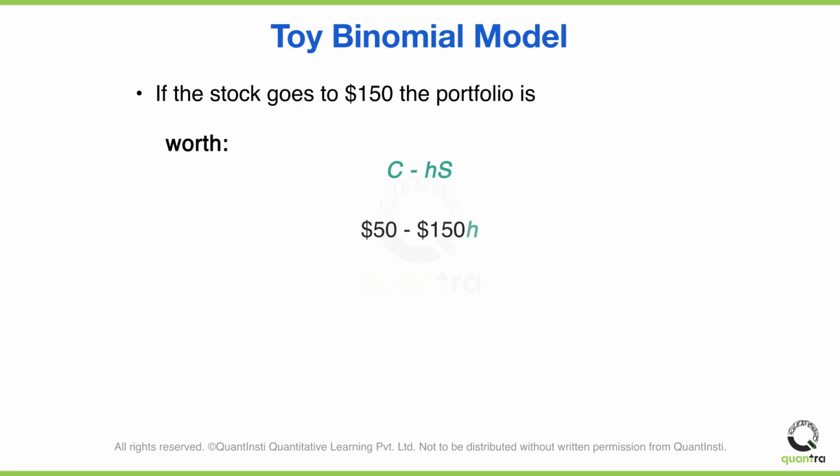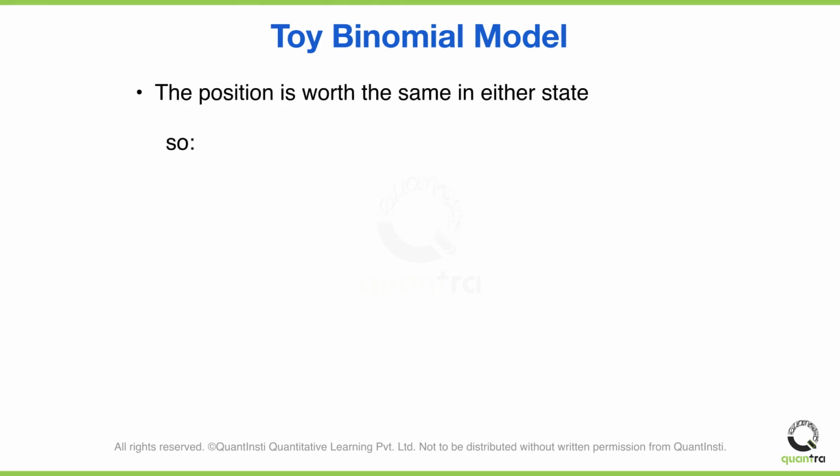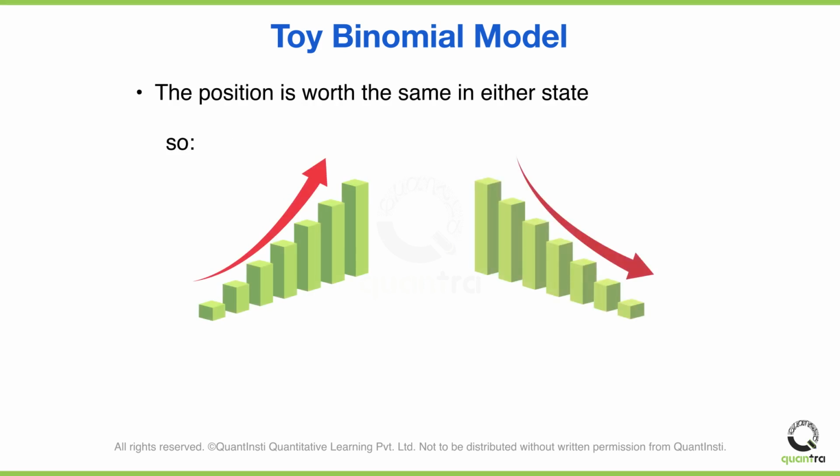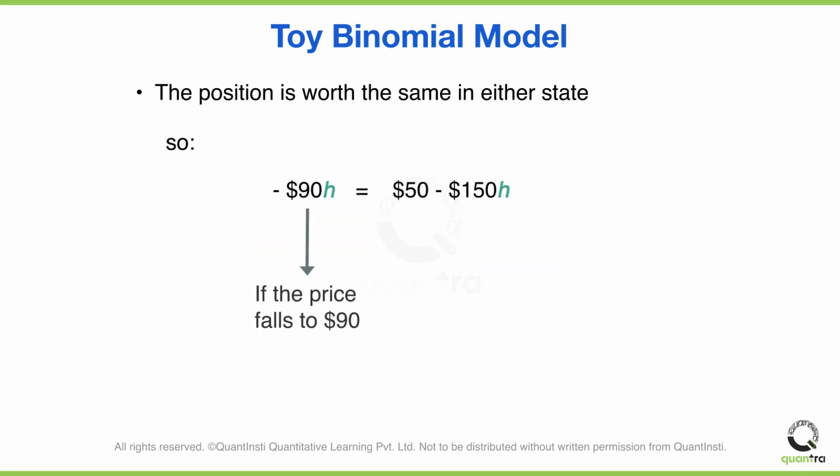If the stock goes to $150, the call expires $50 in the money. So our portfolio is worth 50 minus 150H. If the stock goes to $90, the call expires worthless and our portfolio is worth 0 minus 90H. For us to be hedged, we need to be indifferent to these states. In other words, whether the stock price goes up or down, our position should be the same. So minus 90H equals 50 minus 150H. When we simplify this equation, we get H equals 5/6.